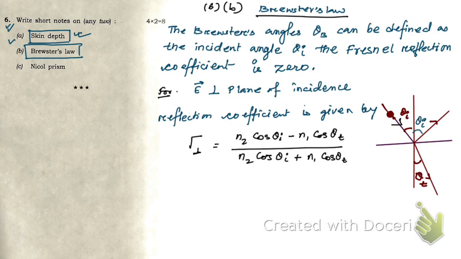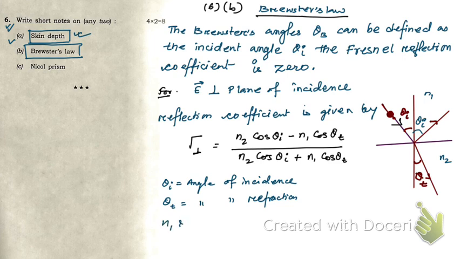The refractive index of this medium is n1 and that of this medium is n2. So here let me write the meaning of these symbols. Angle of incidence, then this is the angle of refraction, n1 and n2.